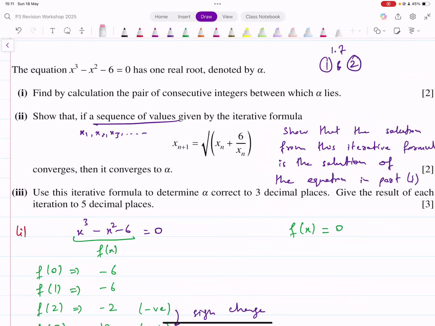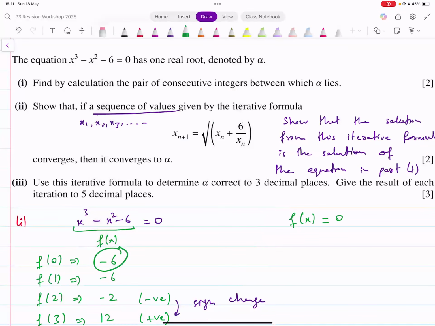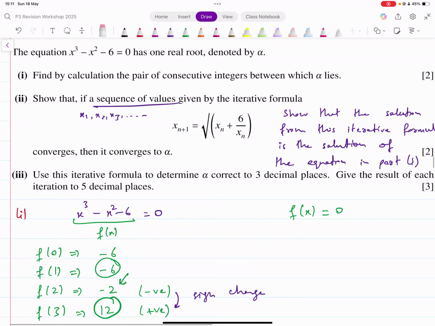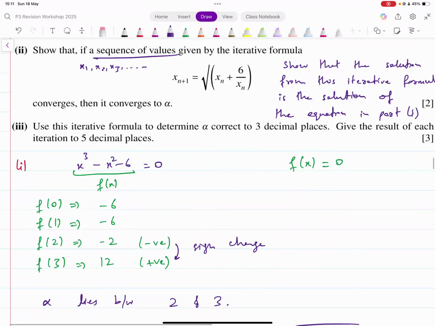So what you do is you try some integers randomly. Generally in such questions, they start with smaller numbers, small positive values. If they don't work, try a few negative values as well. In this case, we start from 0. What do you get at 0? 0 gives you minus 6. Try 1. When you input 1, that gives you minus 6 again. You try f of 2, that gives you minus 2. You try f of 3, that gives you 12. And now you see the sign is changing from 2 to 3. That means the solution lies between 2 and 3.